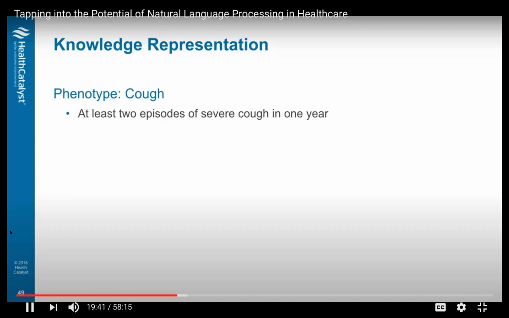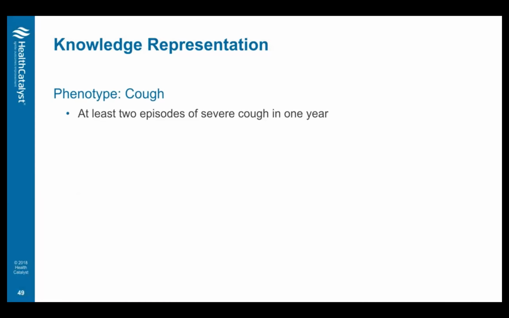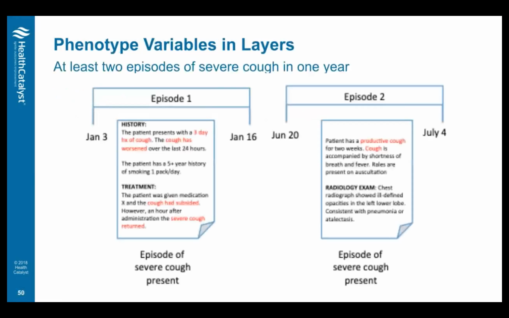An example is, you want to find patients with a cough for decision support, let's say. And so you have to define cough, and we're going to define cough as at least two episodes of a severe cough in one year. That seems really simple to a human. It seems like one idea. But really, there's so much information that has to be modeled under that.